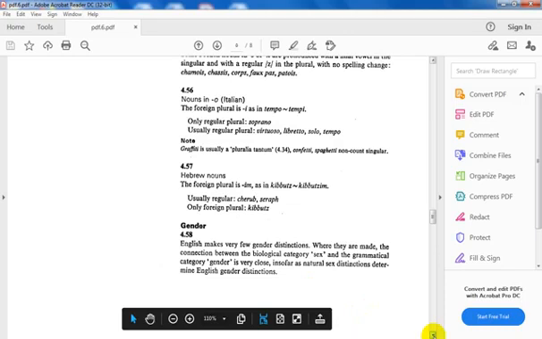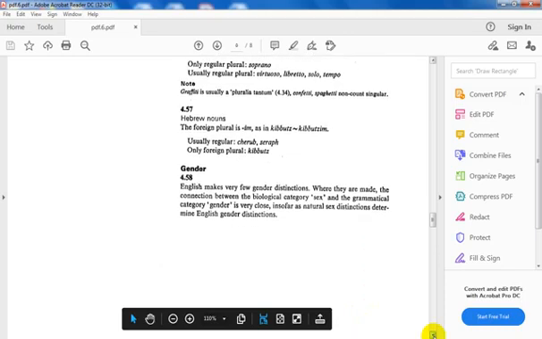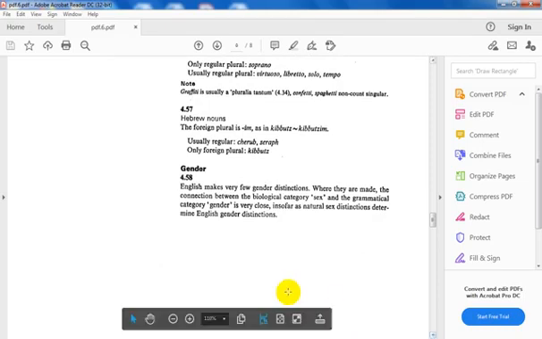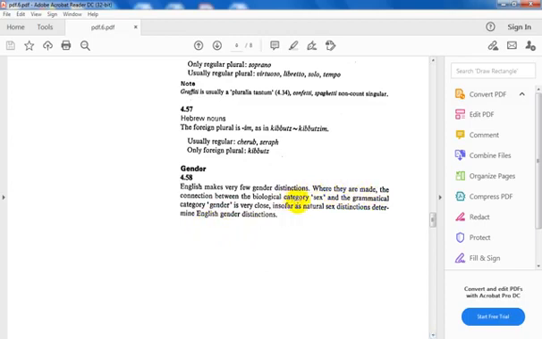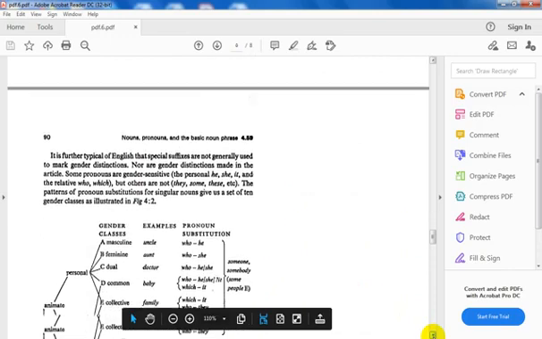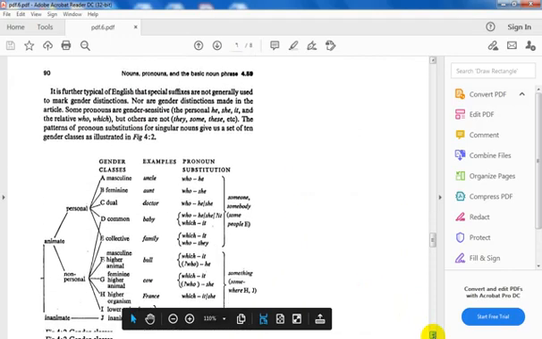By the way, this kind of differentiation is not great, because English makes very few gender distinctions. Where they are made, the connection between the biological category sex and the grammatical category gender is very close, insofar as natural sex distinction determines English gender distinction. We still have this diagram. It is very important and at the same time very practical.